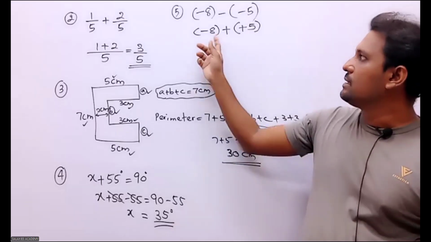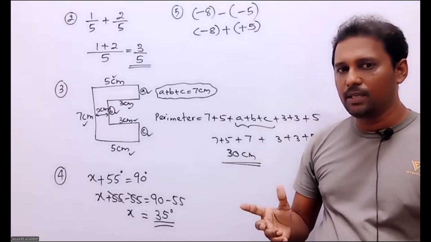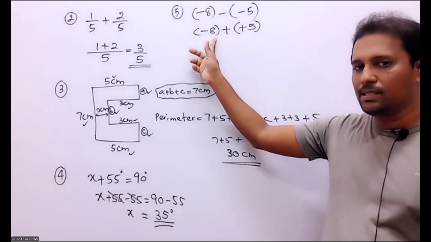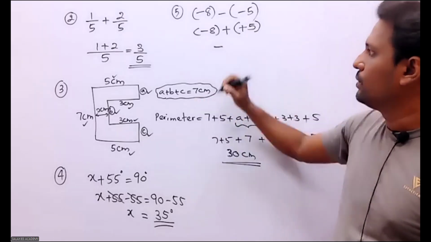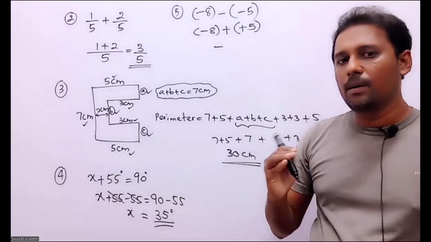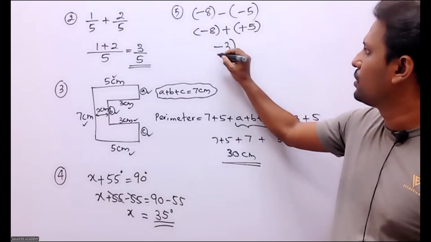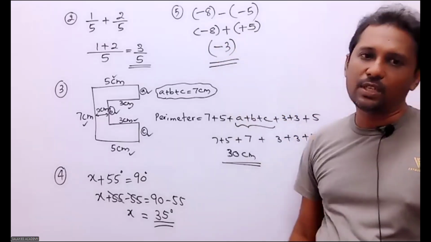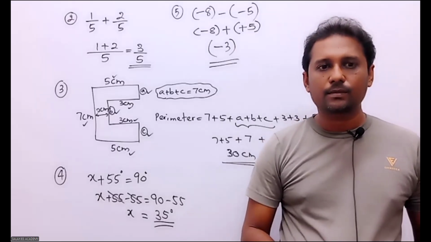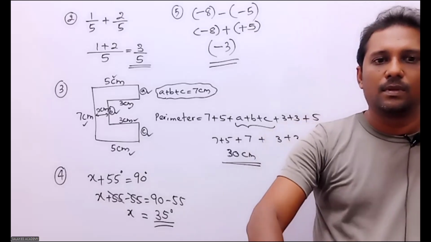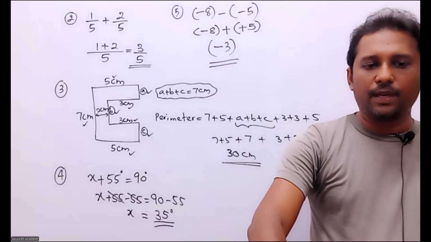Right? These two directed numbers have different signs, so you have to check what the larger magnitude is. The larger magnitude is 8, so its sign is negative. So the answer sign is negative. What do you have to do? You have to subtract the two magnitudes. Right? 8 minus 5, 3. So what is the answer for the fifth question? Negative 3. Right? Negative 3. It is question number 5.